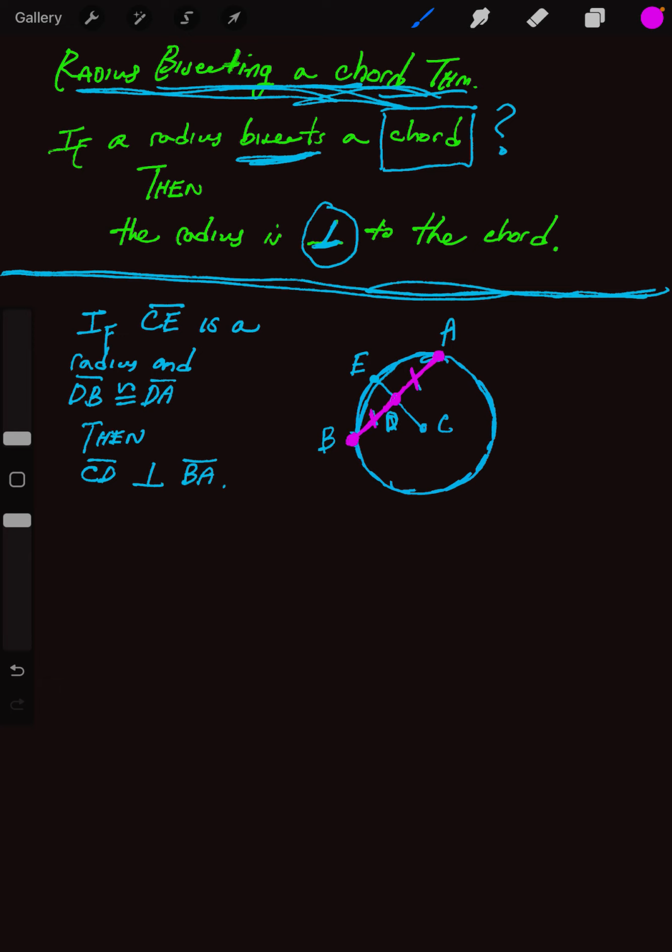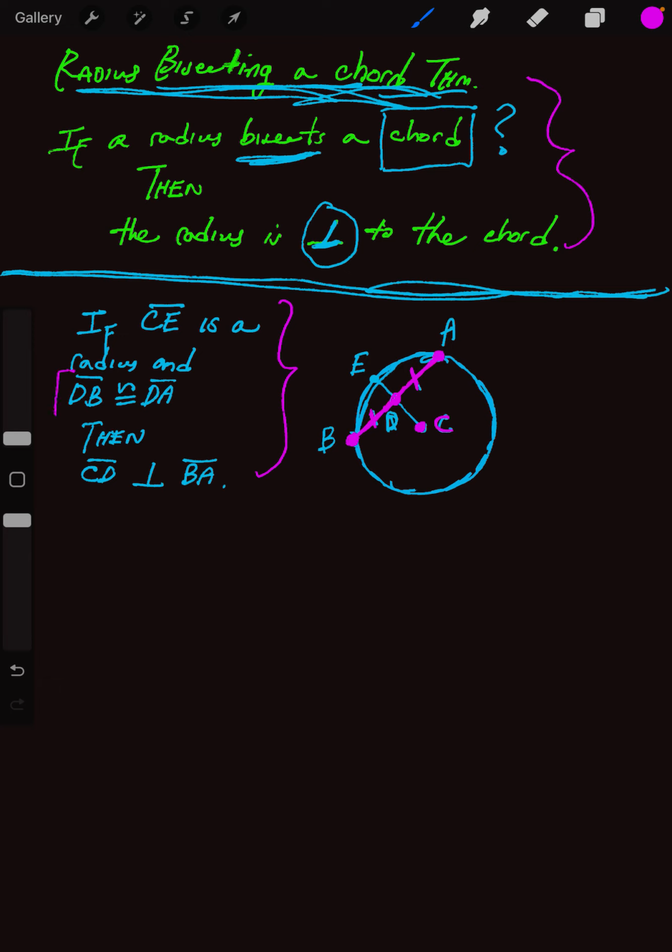So I rewrote the statement like this. We should see that this statement here is essentially the same statement as the original, but just written in general to fit into this diagram. So CE is a radius, that's obvious. C is the center of our circle here. And DB and DA are congruent. That just says that CE bisects AB, right?